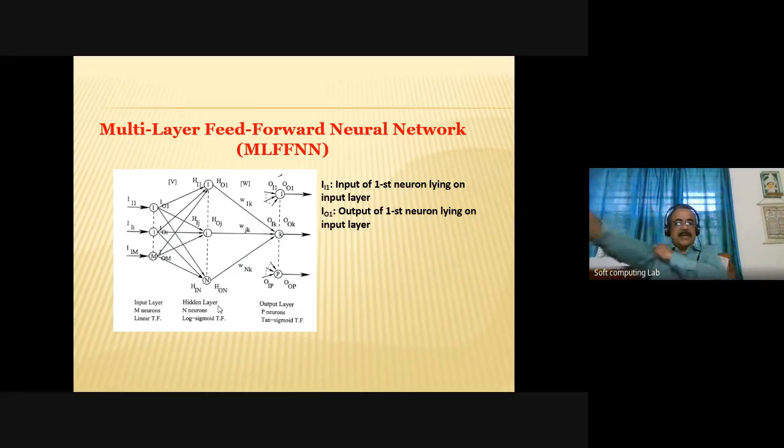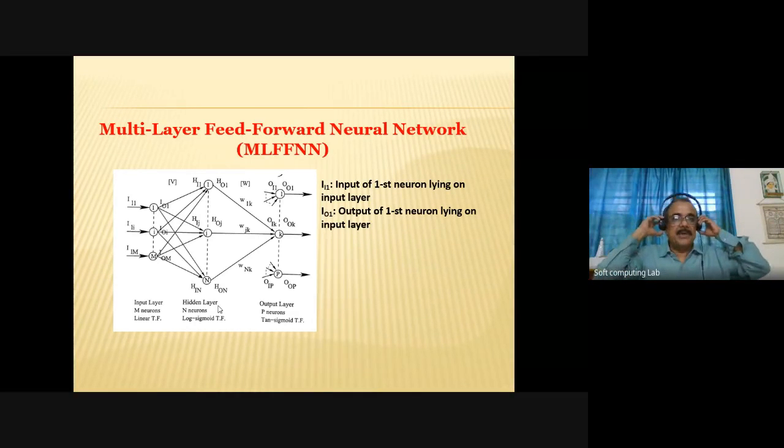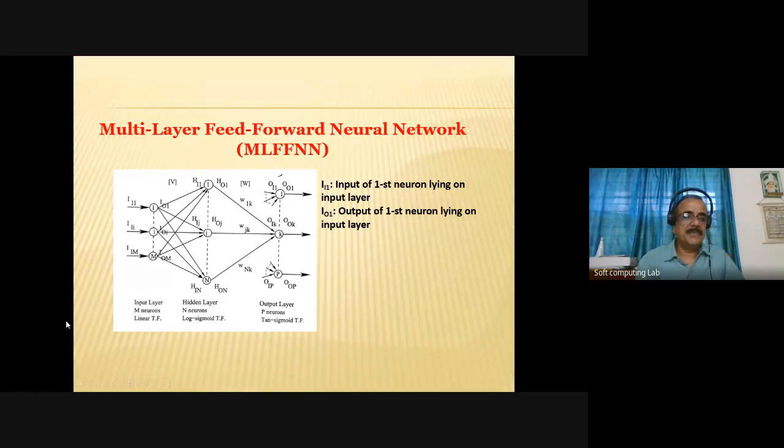But let us see how it works. What is the working principle of this multi-layered feed-forward network? It is very simple. So once again, our aim is to establish the input-output relationship. Here I am considering that there are capital M inputs and capital P number of outputs. Our aim is to establish the input-output relationship.